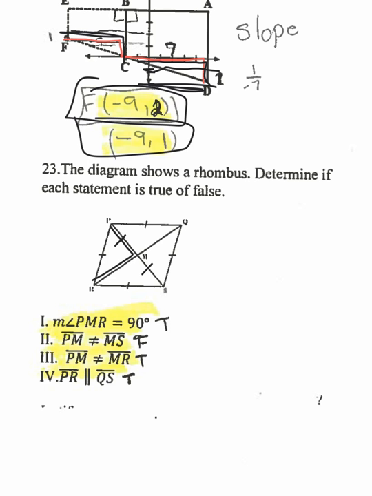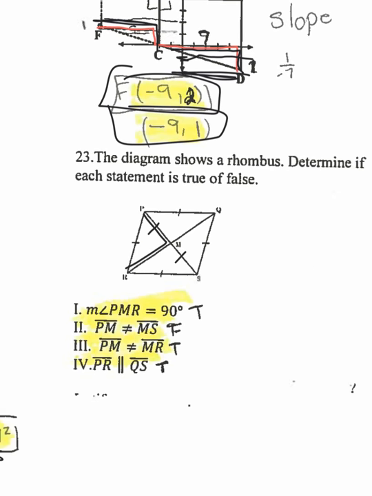PM does not equal MR. That's true, because the two diagonals are not necessarily the same length. So the half of PS will not be the same as the half of QR. PR is parallel to QS. That's true because it's a parallelogram. It's from that family.